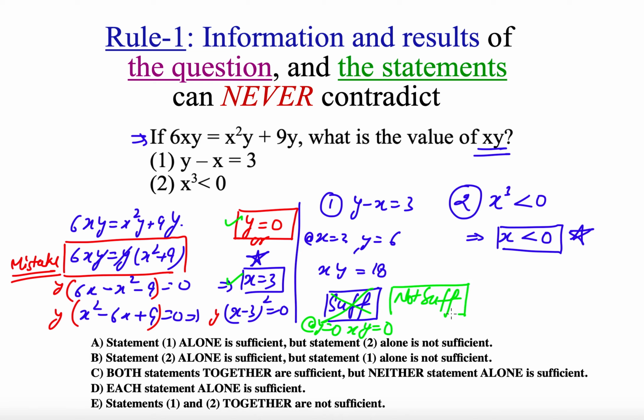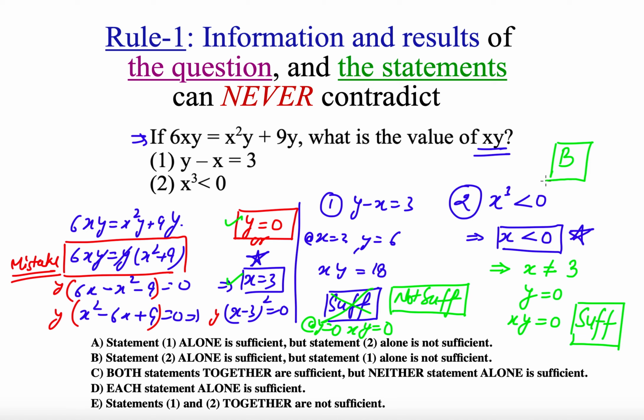And now when we look at the second statement, it clearly says that x is negative, which means x definitely cannot be equal to 3, right? And the moment we see that x is not equal to 3, we understand that y has to be 0, because for the question stem to be possible, one of them has to be true. And if y is 0, then xy is equal to 0. That means the second statement alone is sufficient, and the answer to this question becomes option B, because the first statement is not sufficient, as it gives us multiple values of xy, while the second statement has led us to one conclusion, that the xy value is definitely 0, because x is not 3, so y has to be 0.